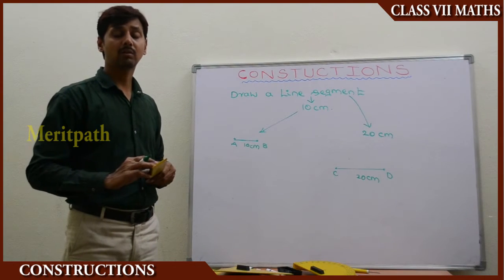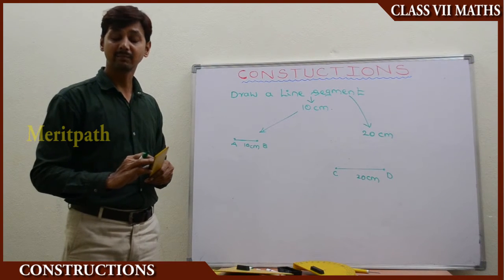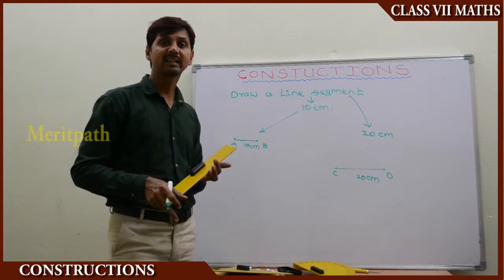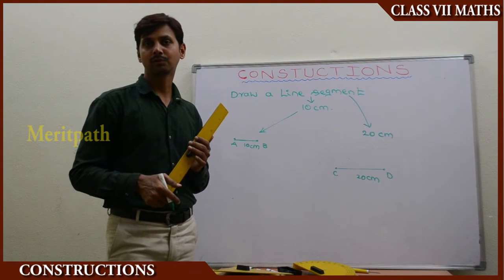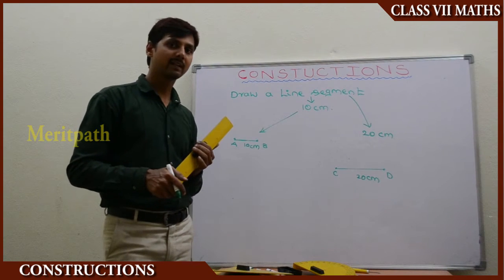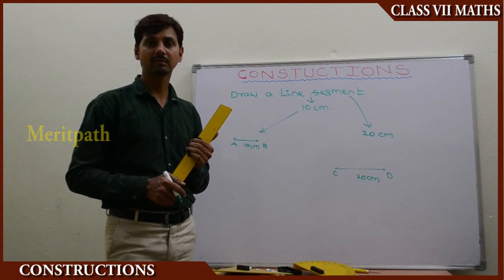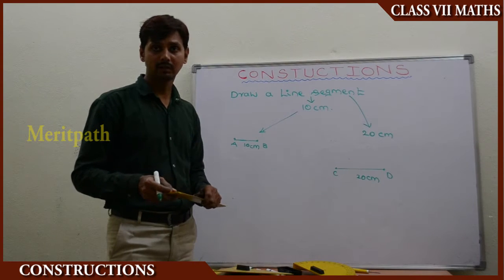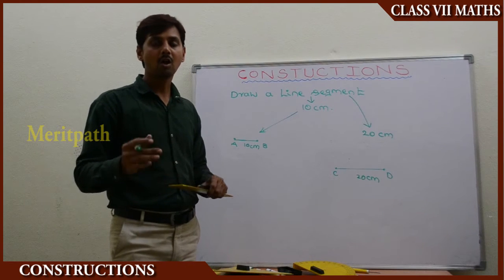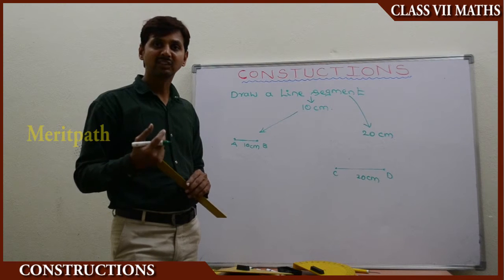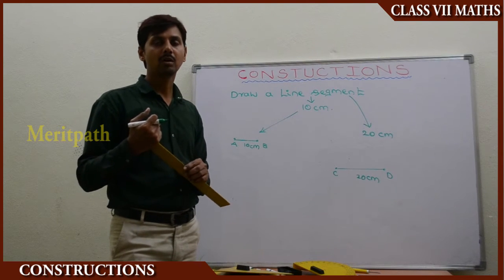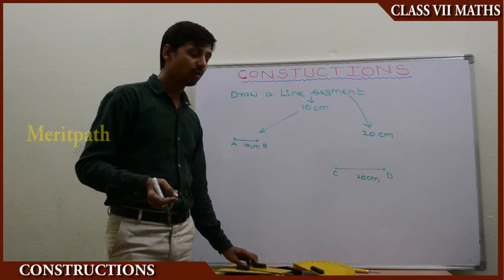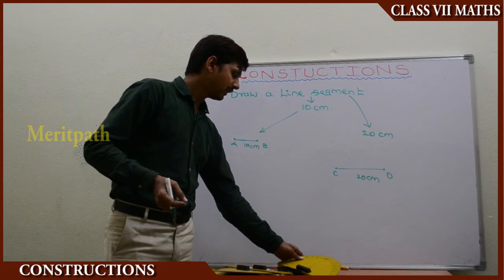In this manner, we'll draw line segments, which have two endpoints. We have already discussed this in the geometry part: a point, line segments, all those things. So the line segment which is 20 centimeters we have drawn here, in a similar manner, however much measurement we require, we'll draw using the scale. And let's go to the next concept, that is perpendicular bisector.